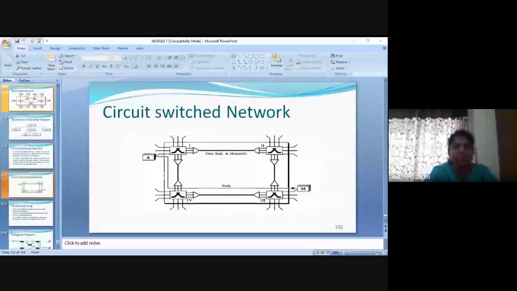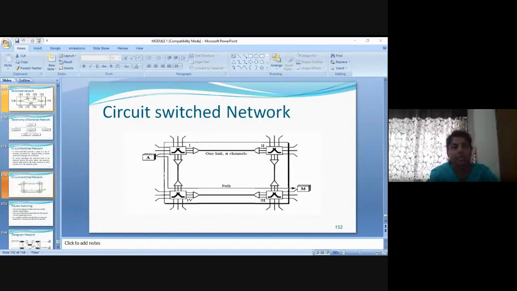Circuit switching is made up of a set of switches. You can see in the diagram that many switches are connected by physical links. Resources need to be reserved during the setup phase, then for the transferring of data and the teardown phase. Three phases are there: the setup phase, then you transfer your data, and finally the teardown phase.